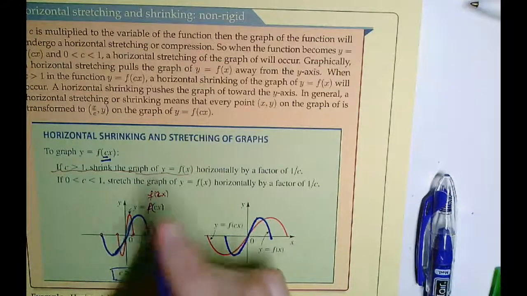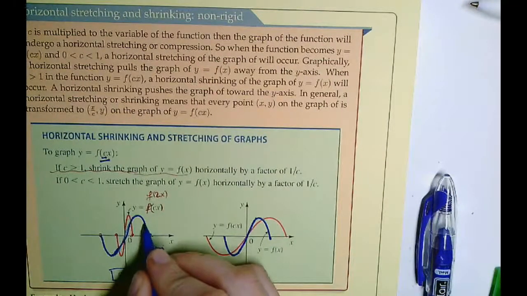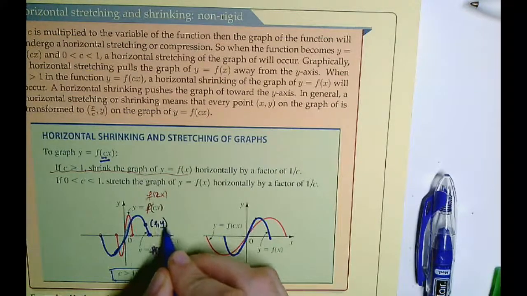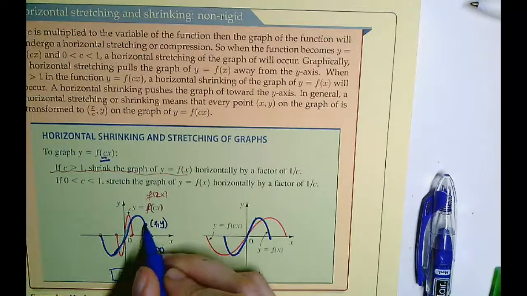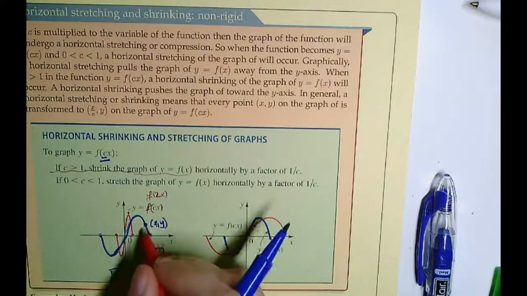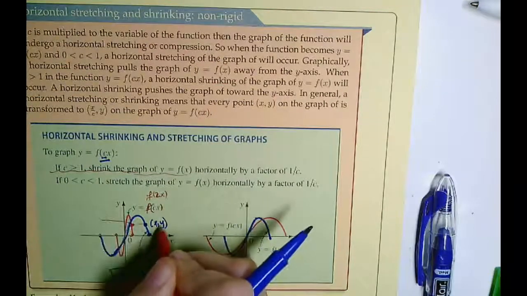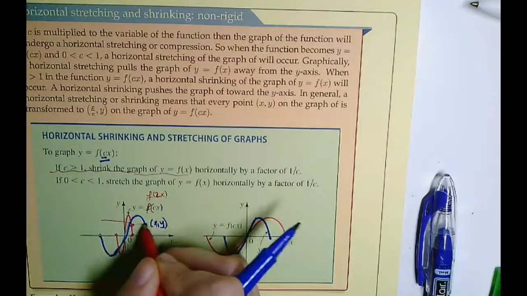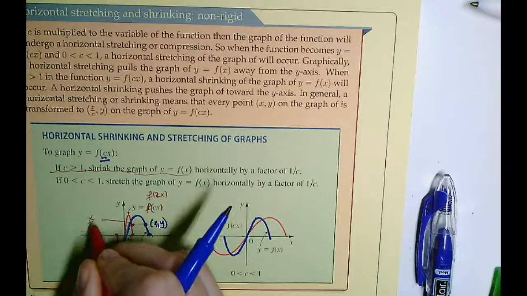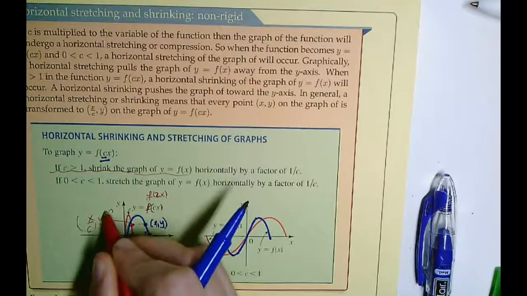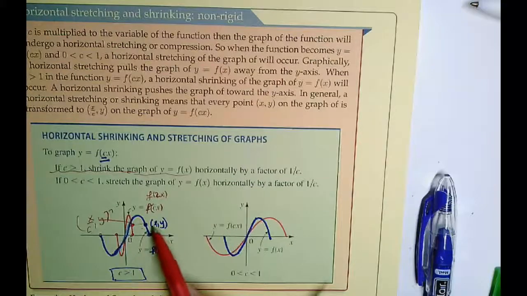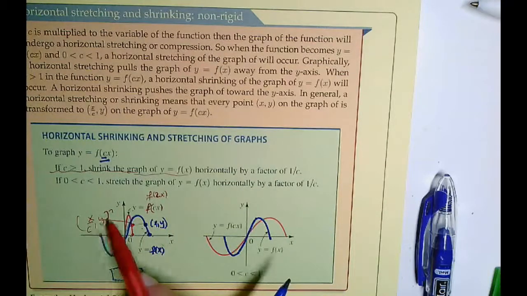And a point right here, x, y, where did it go? Well, I know that the y coordinate didn't change. It just went here. What is the coordinate of that point? Well, the x changed. The x, in this case, was divided by c, and the y stayed the same. So point x, y on the original graph became x divided by c, and the y stayed the same.